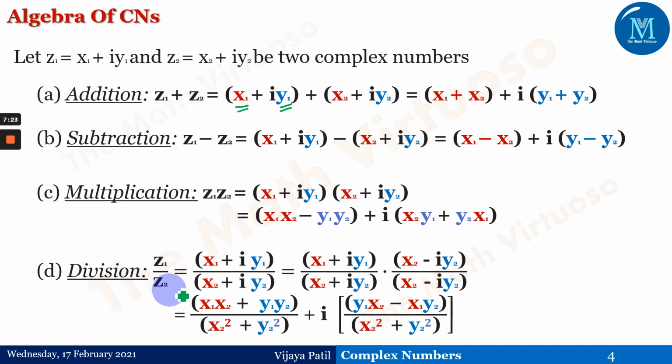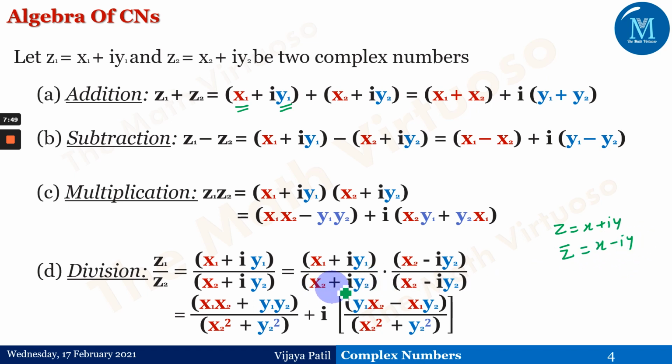Division is z1 upon z2. So this is x1 plus iy1 upon x2 plus iy2. Whenever we divide complex numbers, we have to multiply and divide by the conjugate of the denominator. So what is the conjugate? If z is equal to x plus iy, the conjugate z bar is x minus iy. We are just negating the imaginary part.